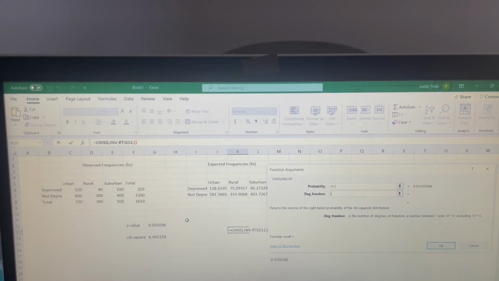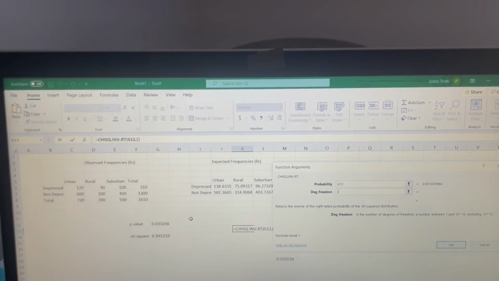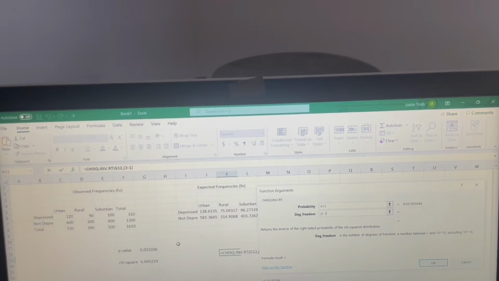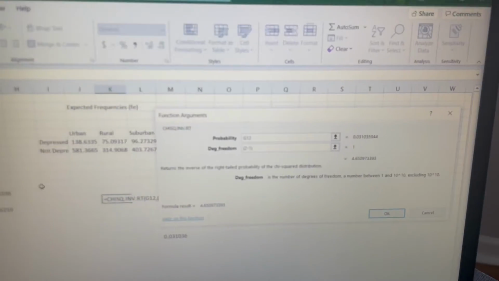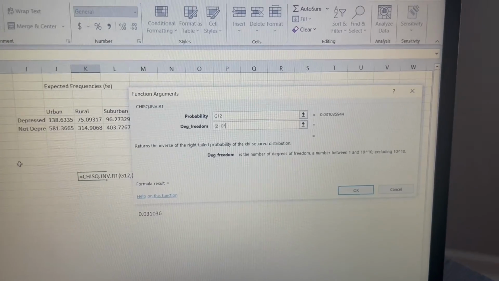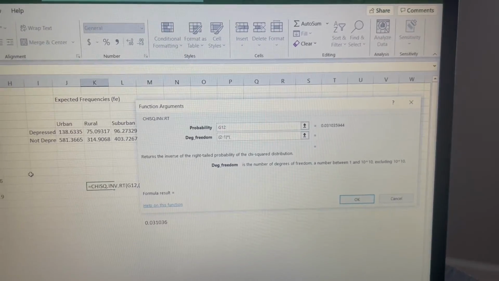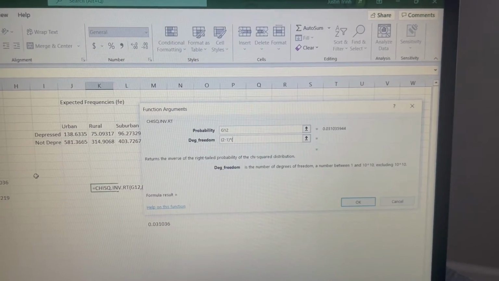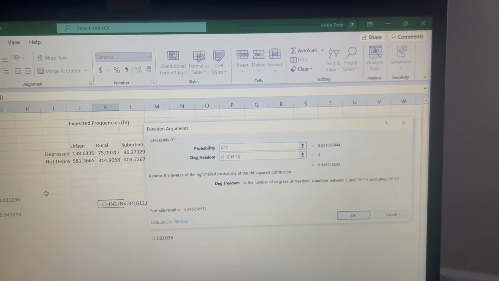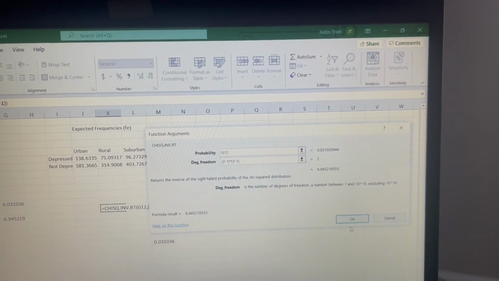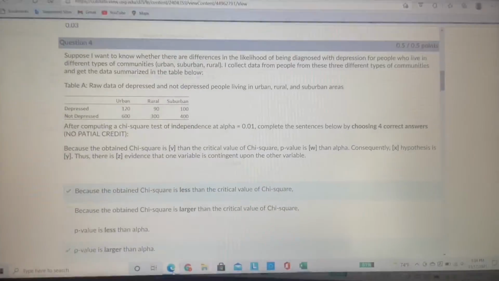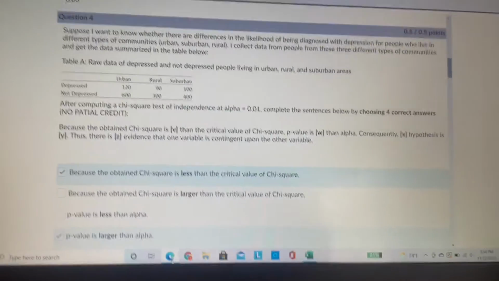So what you're going to do is take the number of rows, which is 2, minus 1, close that in, hit the times symbol, and start another parentheses. There are 3 columns like I showed you before, so 3 minus 1, and that's 2. It will equal 2, and you hit okay. And that's how you get the chi-square answer right there. So this is how you'll be doing a question like number 4.